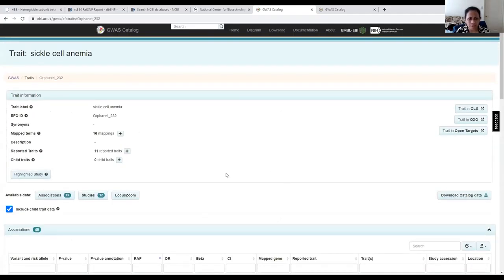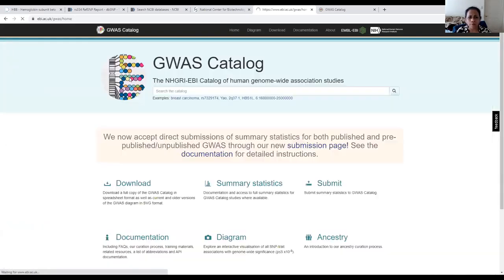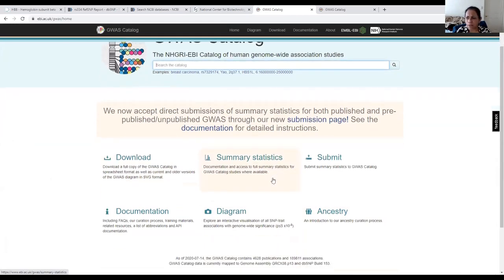So what you can do is look for any disease, or if you have a gene, you can put it here. You can download the entire catalog. You can look at the summary statistics and all of those things. The other fun thing that I really like about genome-wide association: search for disease, sickle cell anemia. Yes, you can search for sickle. That's what we actually did.